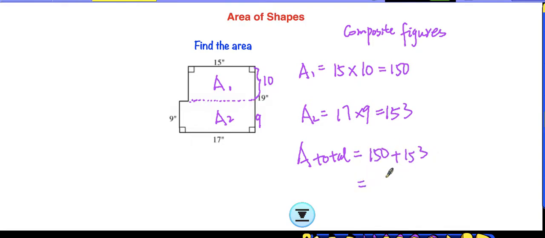Then we will get 303. You can put inches as a final unit, and if you keep this one as a final answer, that's okay, but it's always good to put a unit. So this is one example to find the composite figures. Okay, so let's check the next example.